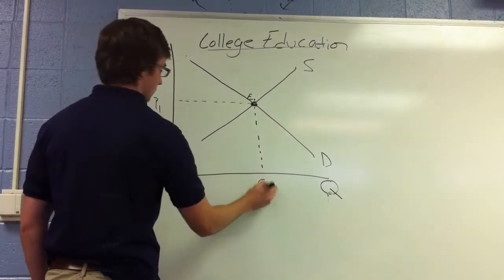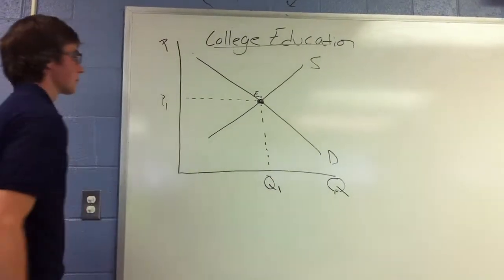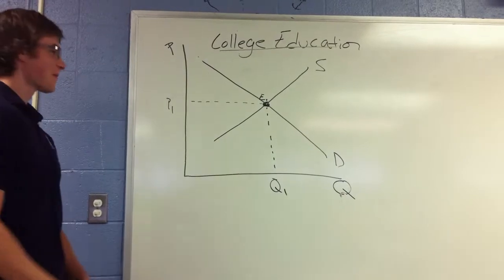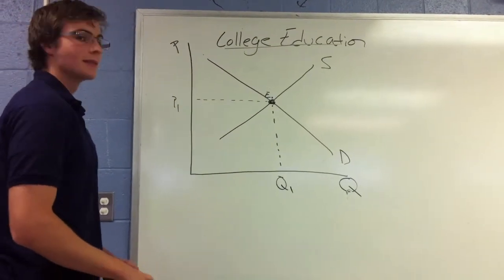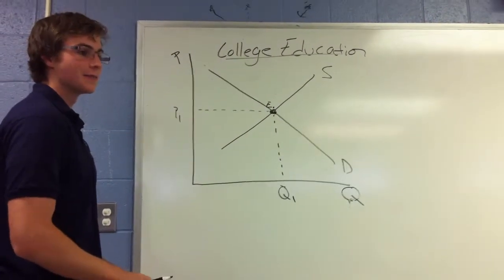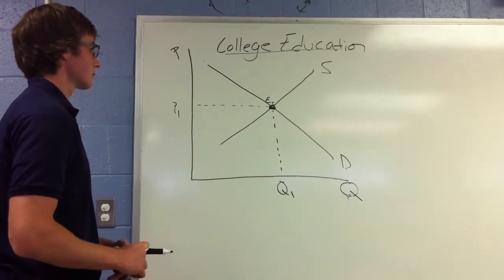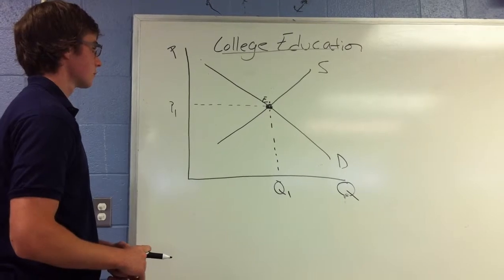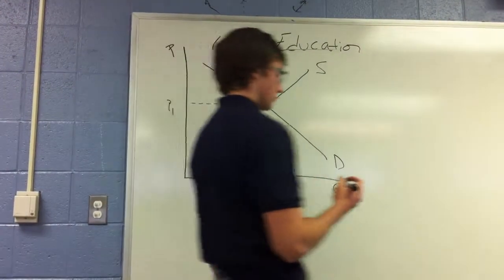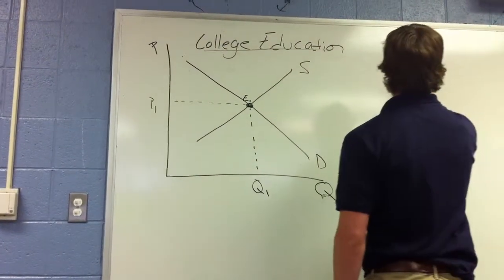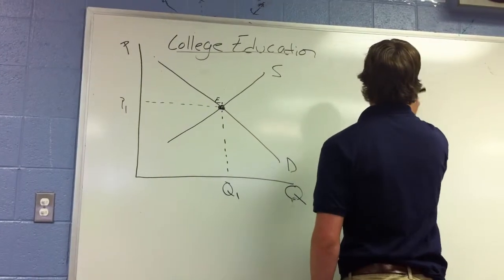P1, Q1. So what happens in the market for education, college education, if the federal government cuts subsidies to colleges? Let's write that down as what happens. On the right-hand side, we're going to write this down: government cuts subsidies.